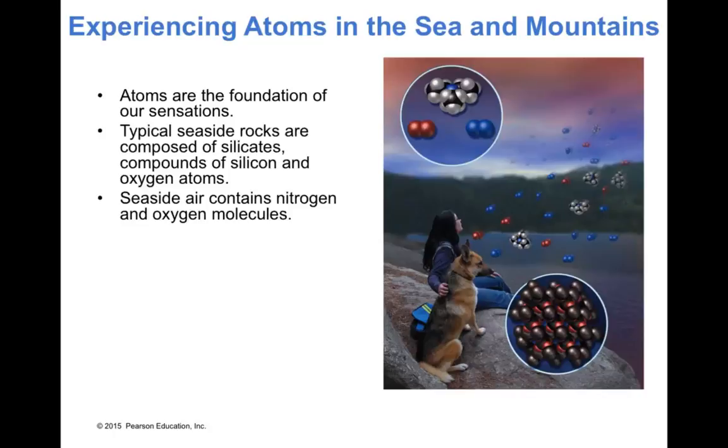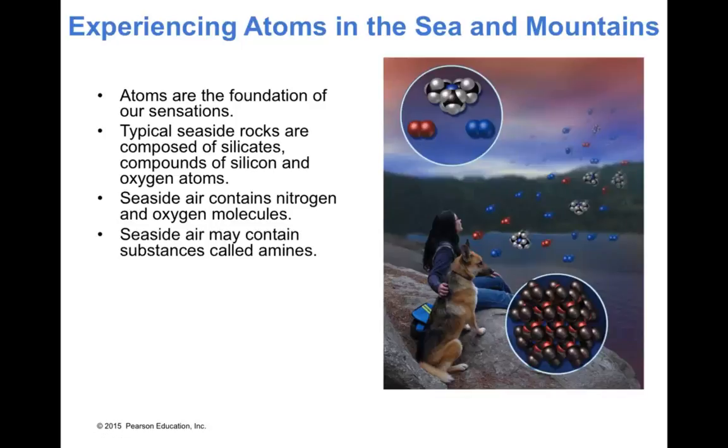Typical seaside rocks are composed of silicates, compounds of silicon and oxygen atoms. Seaside air contains nitrogen and oxygen molecules. Remember that we can find oxygen in nature as a molecule of O2. The same is with nitrogen. In nature, we can find nitrogen as N2. Usually, the nitrogen is represented in blue, as we can see here. These are molecules of N2 of nitrogen, and the red one is oxygen, O2.